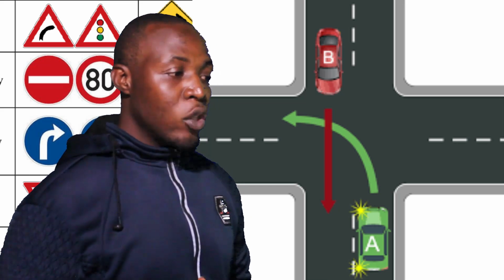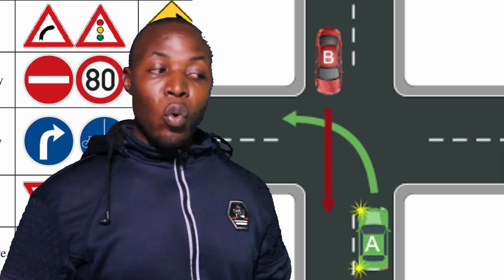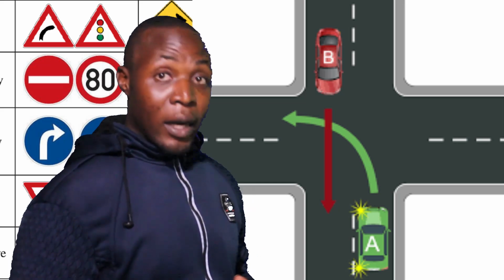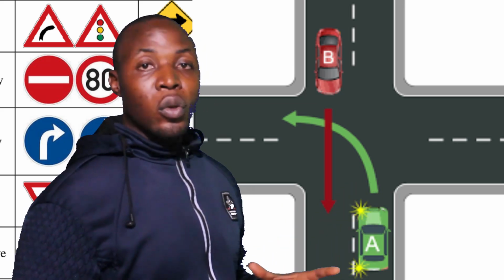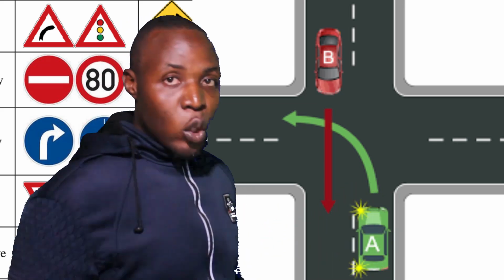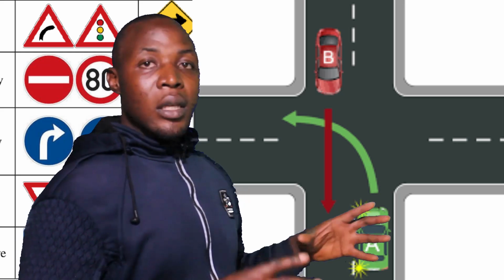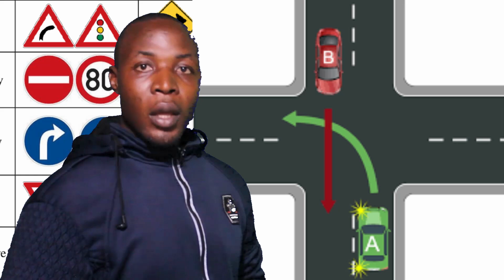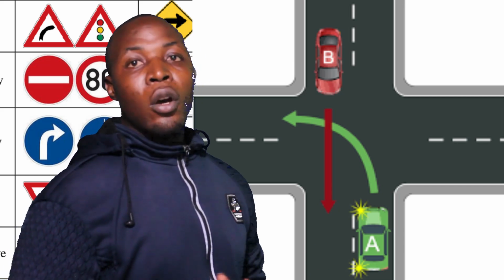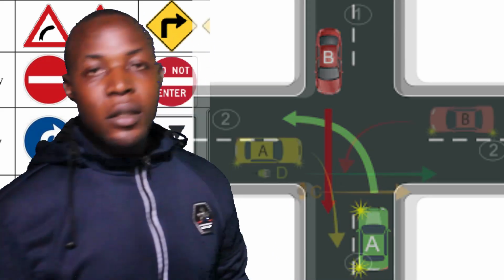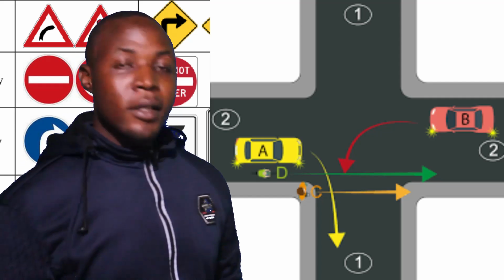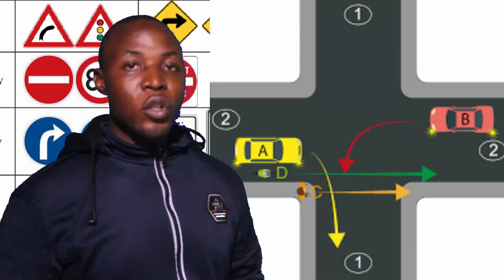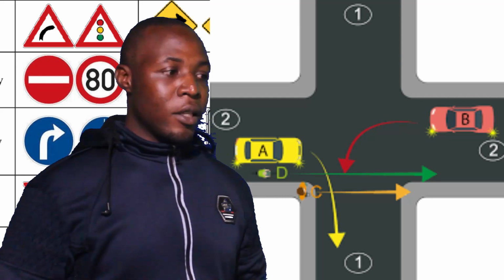So let's enter into another type of junction, looking at another situation at the level of intersection. Let's just continue and look at another set of intersection. Yes guys, this is another situation when you meet an intersection.